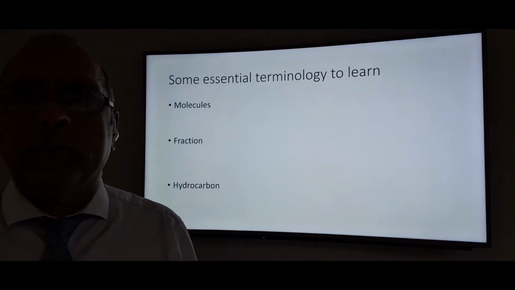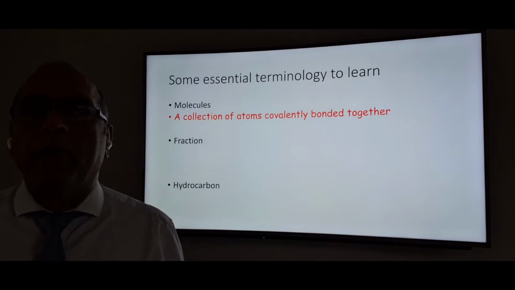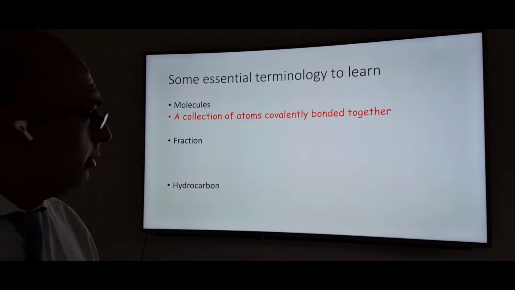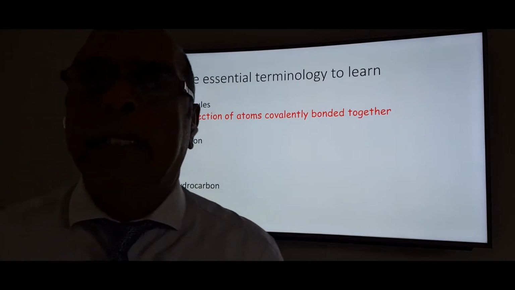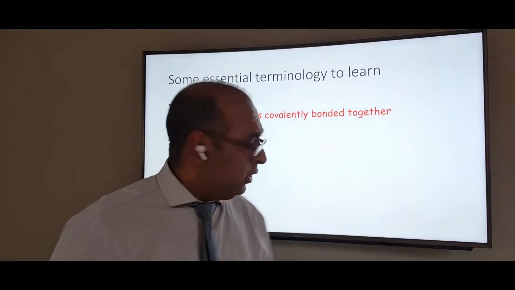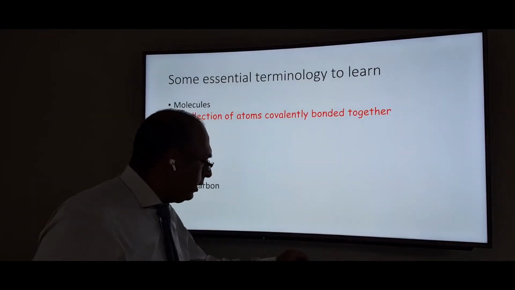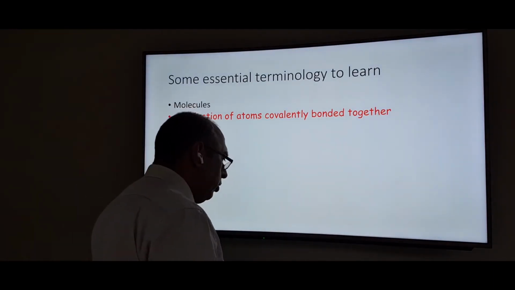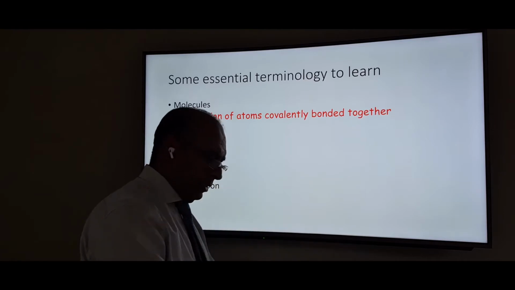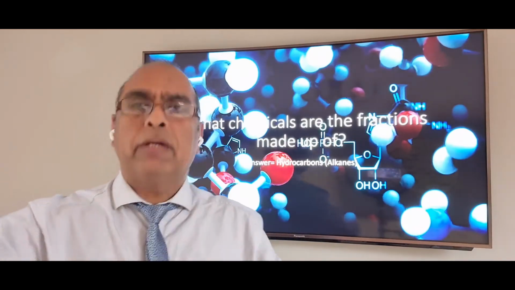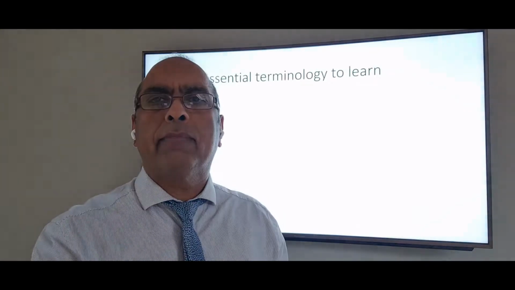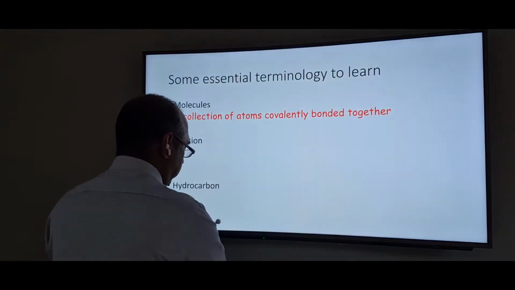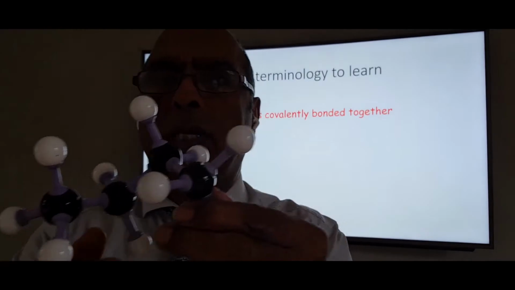Firstly, a molecule. A molecule is a collection of atoms covalently bonded together. And we're going to be talking about molecules, so I'm going to be holding up models like this. Sorry, I've got the remote control in my hand here, so I might have moved it on. But I'm going to be holding up models like this.